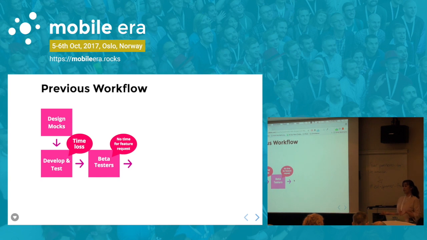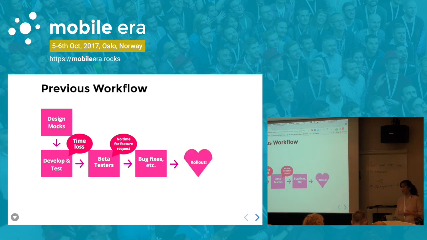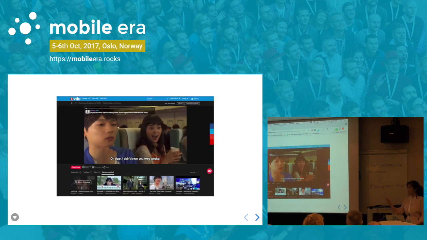And when we give it to the beta testers, if they see a particular feature that they don't like, and they request it to be changed, we have no time for that. Because of that, when we apply some finishing touches and start to roll it out, the users won't be too happy about it. So here is an example of a particular feature that our users had requested during that time.